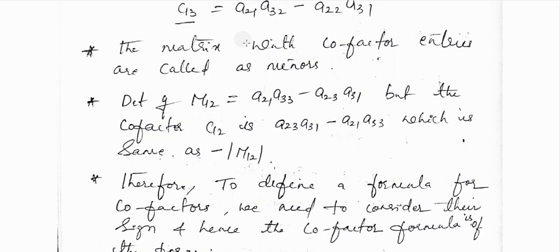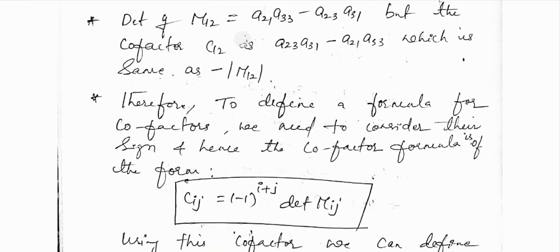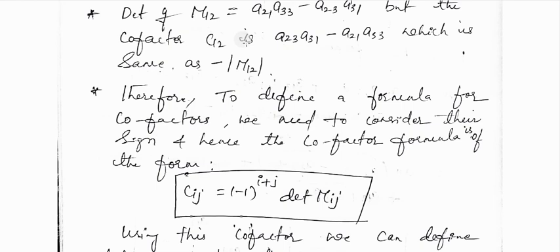With all this, we can define the cofactor formula as Cij equal to, where i represents the row of the element and j represents the column of the element, Cij is equal to minus 1 to the power i plus j times the determinant of Mij. Because here the sign is important. For some cofactors we will get plus and for some we will get a minus sign. So this sign is very important to find the cofactors of each and every element of the matrix A.